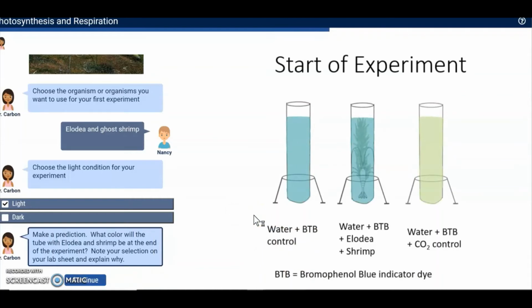Okay, so then they would write down the prediction on their worksheet of what they think the color change is going to be and why they think that is. So that's sort of to demonstrate what their current understanding is of respiration, photosynthesis, and what's going to happen.